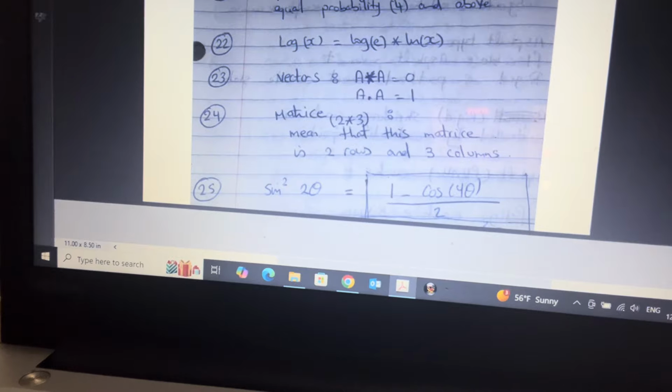Next one is related to identities. For example, if you have sine square 2 theta, that one equals 1 minus cosine 4 theta over 2. You can go to the identities in the handbook and go through the trigonometry identities, and you will see that law.